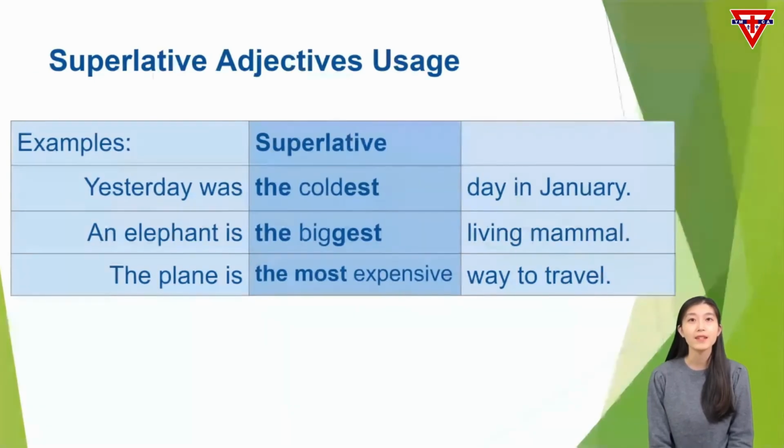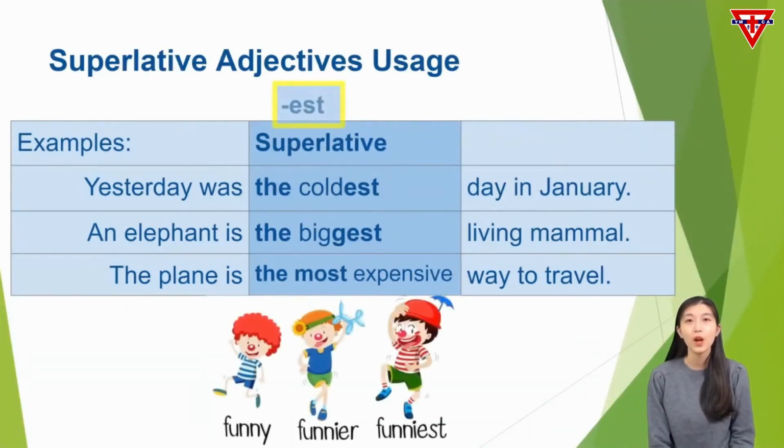Now let's take a look at how we use superlatives. When you compare the day yesterday with all the days in January, you should use the superlative form, the coldest. So you have: yesterday was the coldest day in January. You're comparing one day to all the others in the same group. You can also say elephant is the biggest living mammal, or plane is the most expensive way to travel. Remember to put the before every superlative.